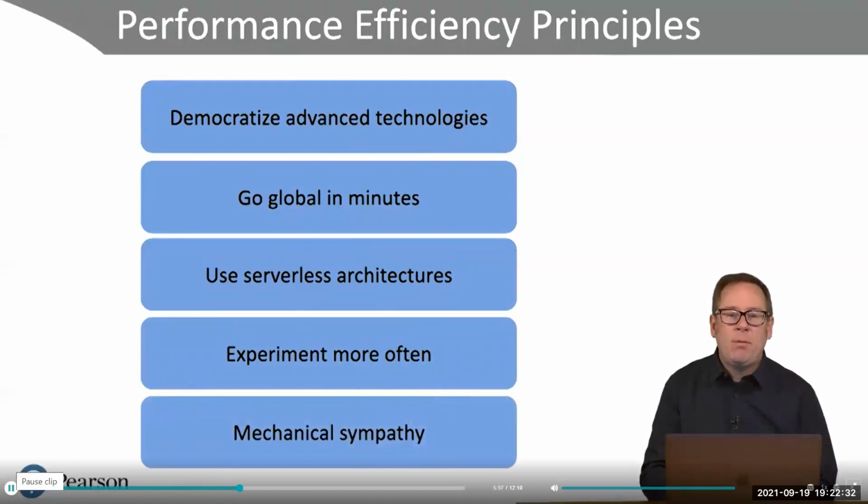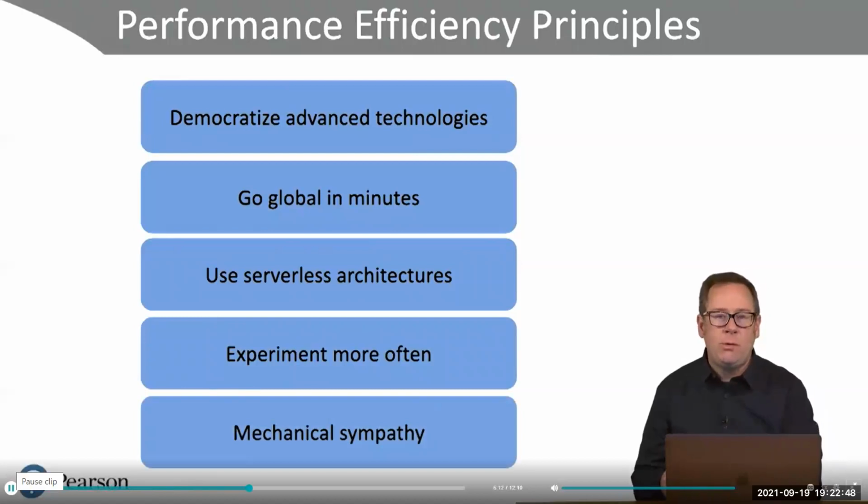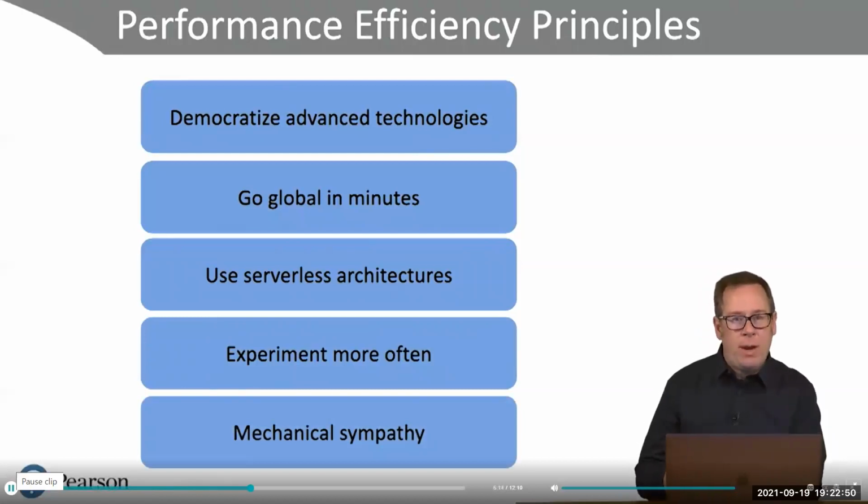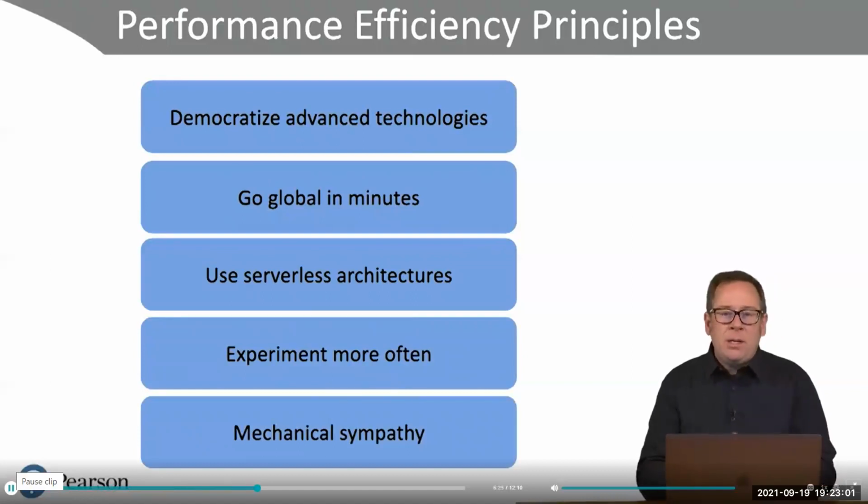The final point for performance efficiency is mechanical sympathy. And this is the exact opposite of what happens in most traditional infrastructures. Mechanical sympathy is when your requirements determine the technology that you use to meet them, rather than the other way around. In a lot of traditional environments, you have a very small number of choices for certain workloads. And so the requirements end up being changed to match those technologies that are available.